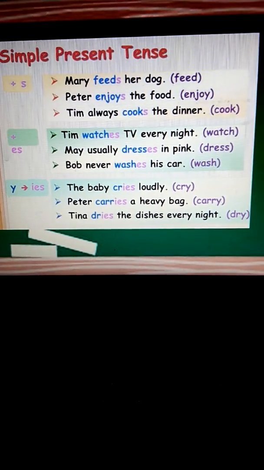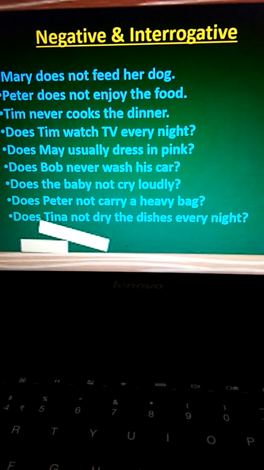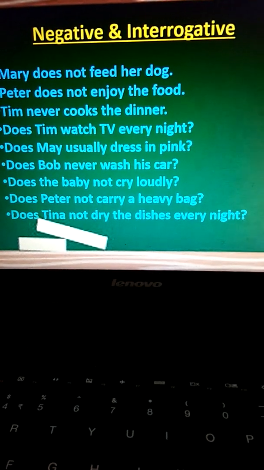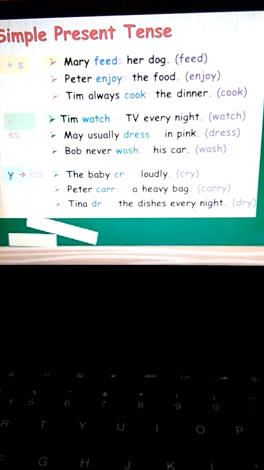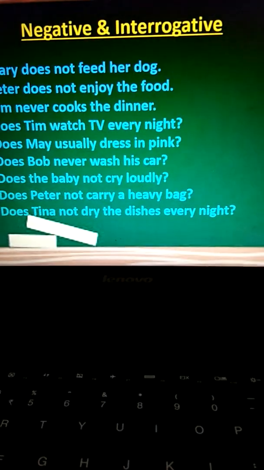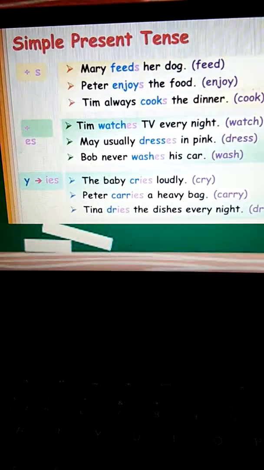If we take Mary feeds her dog, now we can see the negative. Mary does not feed her dog. Does Mary feed her dog? This will be the interrogative. Peter enjoys the food. Peter does not enjoy the food. Does Peter enjoy the food? So these are the sentences.